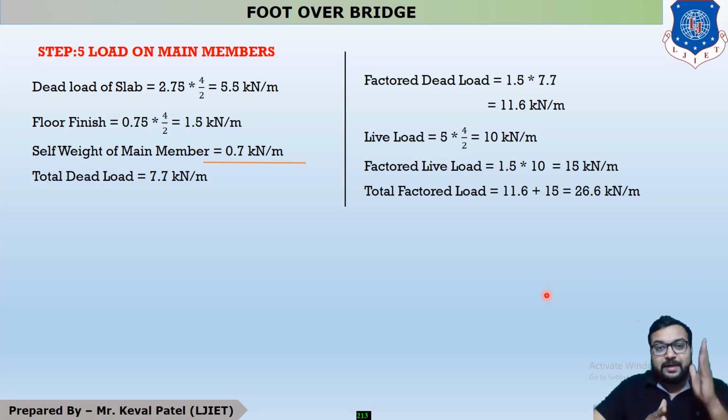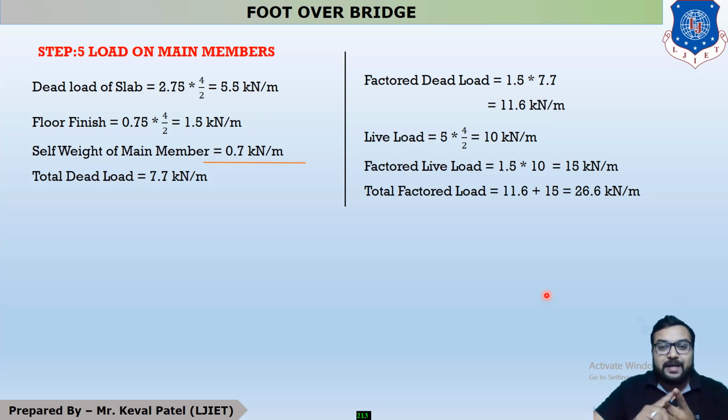From the economical point of view, you have to design any component for minimum weight. Now this is a through type of foot over bridge, and you all know that in a through type of foot over bridge your supporting system is on the bottom chord. So first of all we have to find out the forces on main members, or the load on main members. At that time there are three main loads considered.